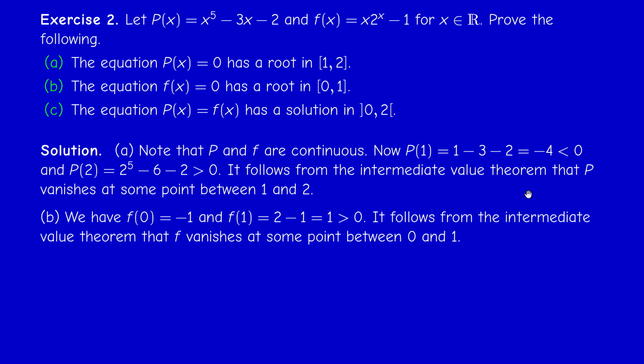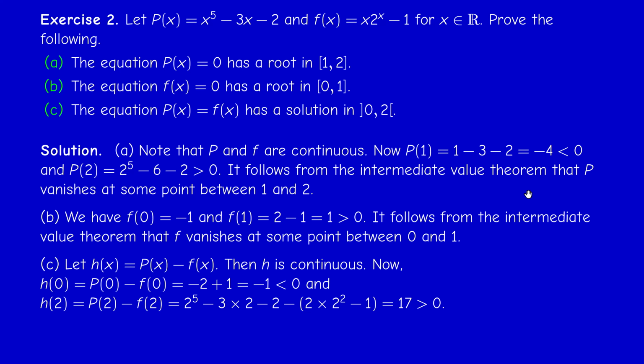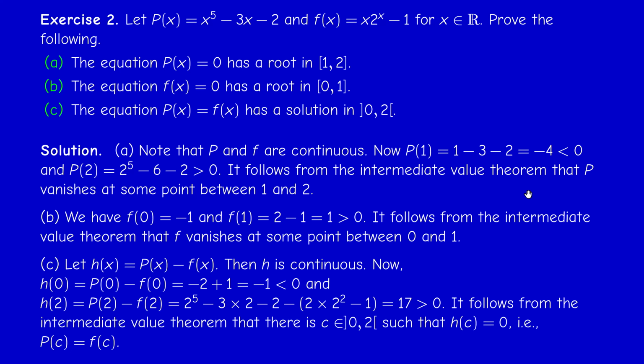Now, for the last question, we take the difference and we evaluate h, the difference, at 0. It's negative, and h(2) is positive. So once again, by the intermediate value theorem, h vanishes at some point c between 0 and 2, and therefore, at this point, p(c) equals f(c). Okay. So this is straightforward, actually.